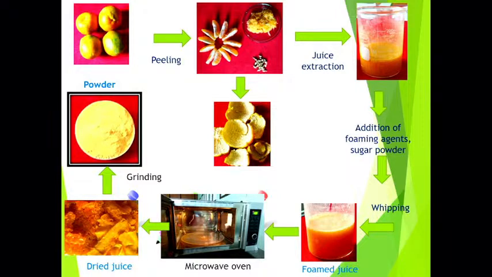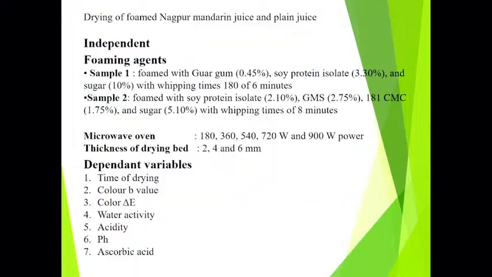Then we go for drying in the microwave oven, from 180 to 900 watt. Then we go for grinding to prepare the powder. From the previous trials we optimized two methods of foaming: foam with guar gum, soya protein isolate and sugar with whipping time 6 minutes, and another one is the foam with soya protein isolate 2.1 at 10%. That one is already explained.